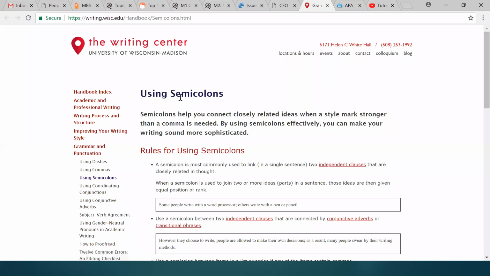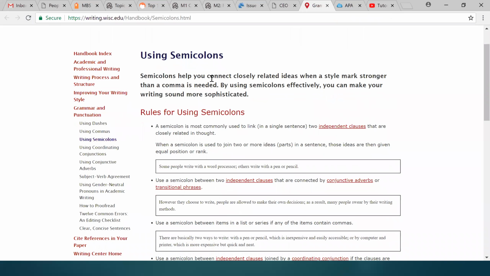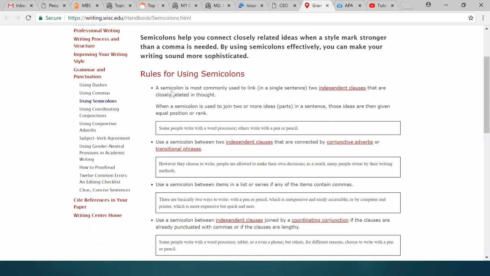There we go. All right, so here we are at the Writing Center for the University of Wisconsin-Madison, and it's part of the website, Using Semicolons. Here you'll see the information, rules and examples, and they have a whole bunch of stuff over here where you can go through the different possibilities of using them correctly.